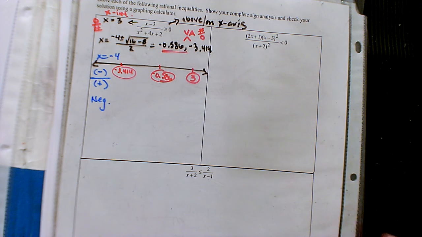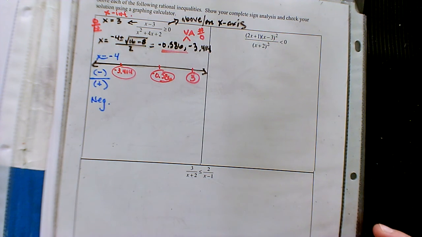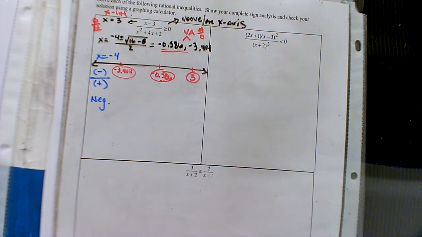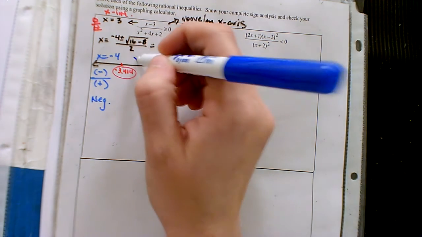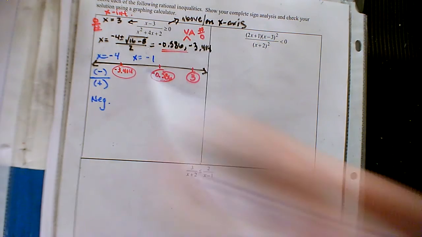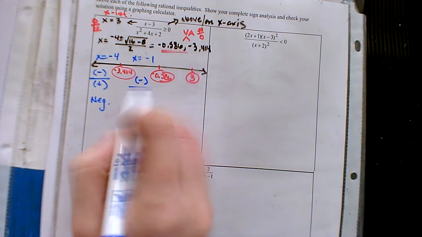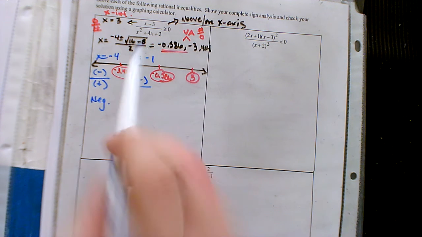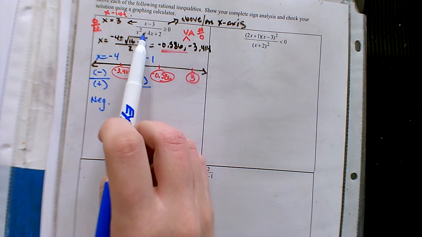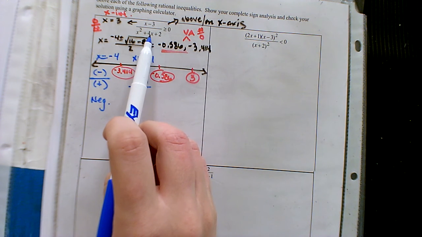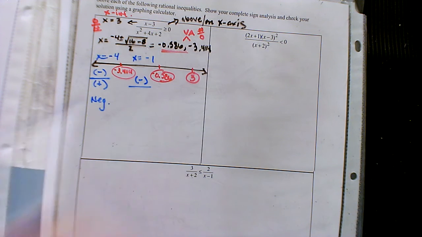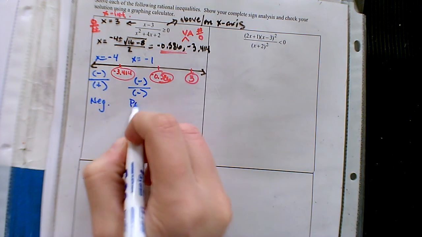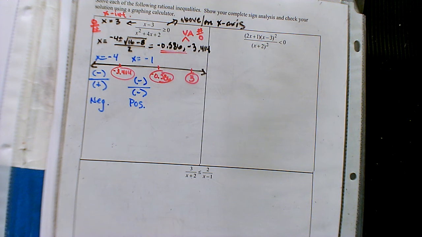Okay, so we're going to repeat the process, pick an easy number that you can plug in to get your signs. What about something between negative 3.4 and negative 0.586? Yeah? Negative 1. Okay, so negative 1 up top would be negative. Negative 1 on the bottom: negative 1 squared is 1. Then we'll subtract 4, so it's negative 3. And if we add 2, we're at negative 1. So negative on the bottom. Divided together, though, this interval would be positive.